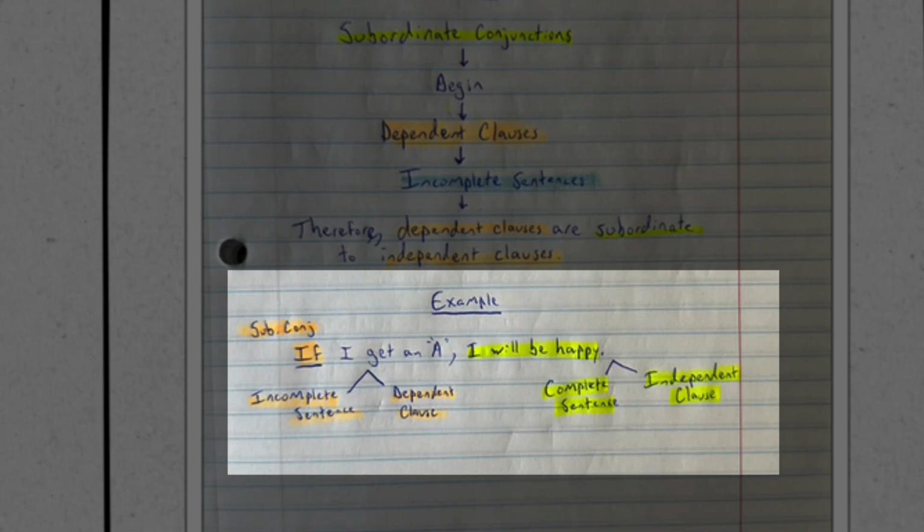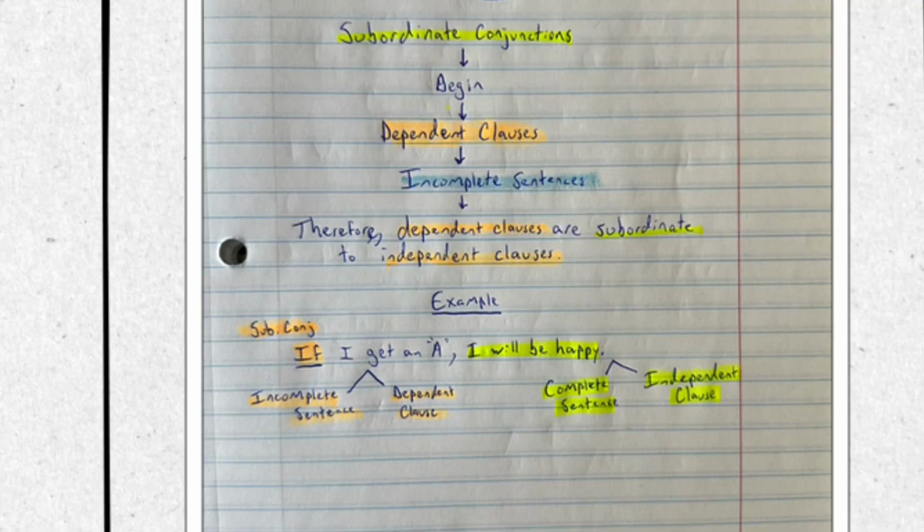Then we write an example on there so they can see, if I get an A, I will be happy. They can see the subordinate conjunction if, and then we label it's an incomplete sentence, and it's a dependent clause. You can see the comma, then the independent clause, I will be happy, so we label it. That makes this a complex sentence, and the independent clause provides the complete thought.